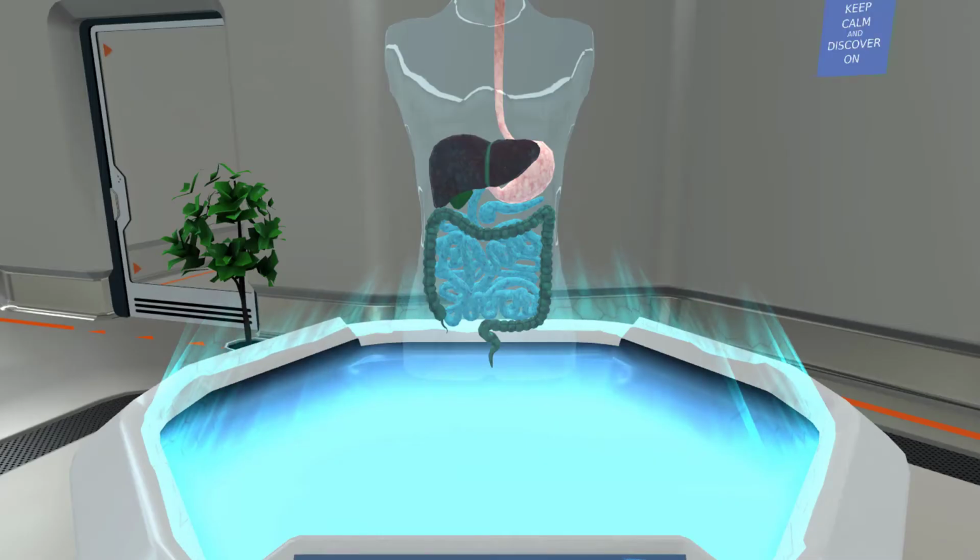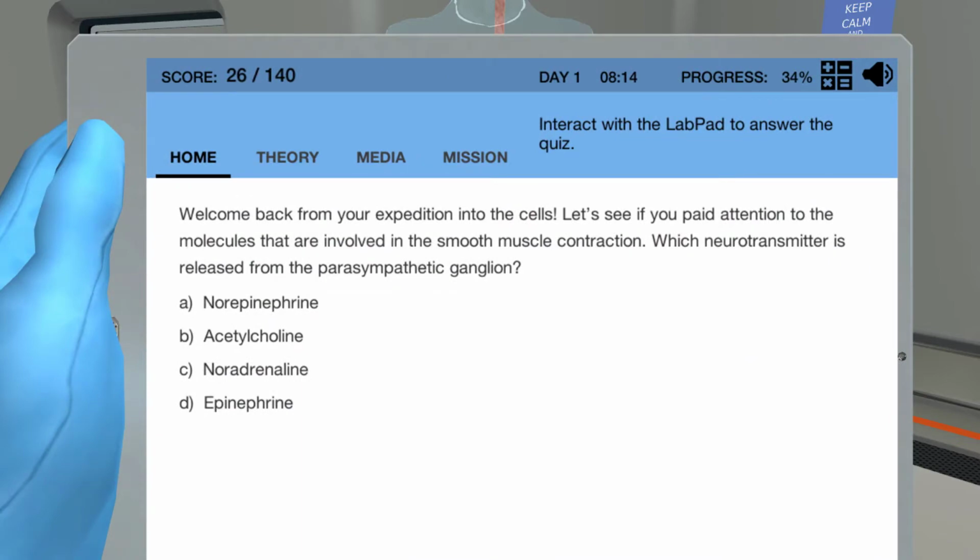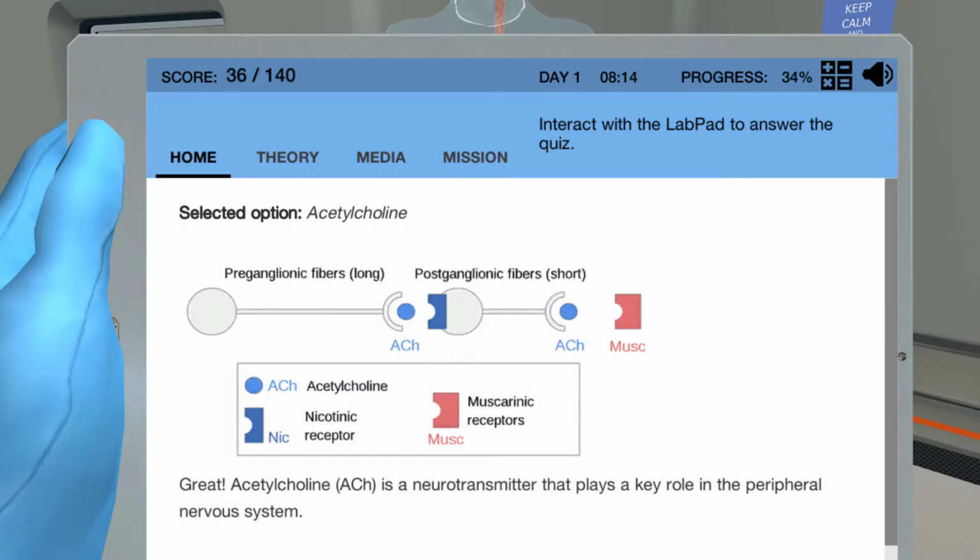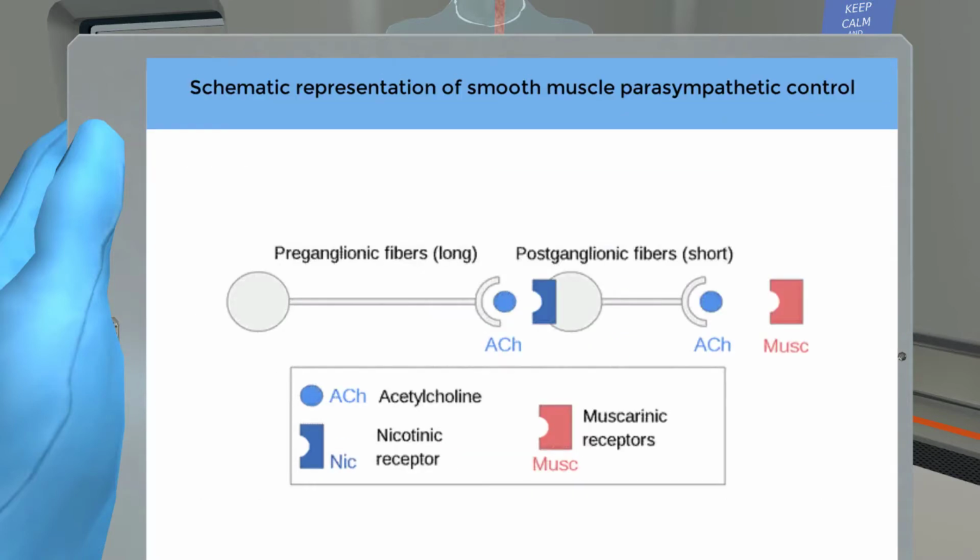Welcome back from your expedition into the cells. Let's see if you paid attention to the molecules that are involved in the smooth muscle contraction. Which neurotransmitter is released from the parasympathetic ganglion? Great! Acetylcholine is a neurotransmitter that plays a key role in the peripheral nervous system.